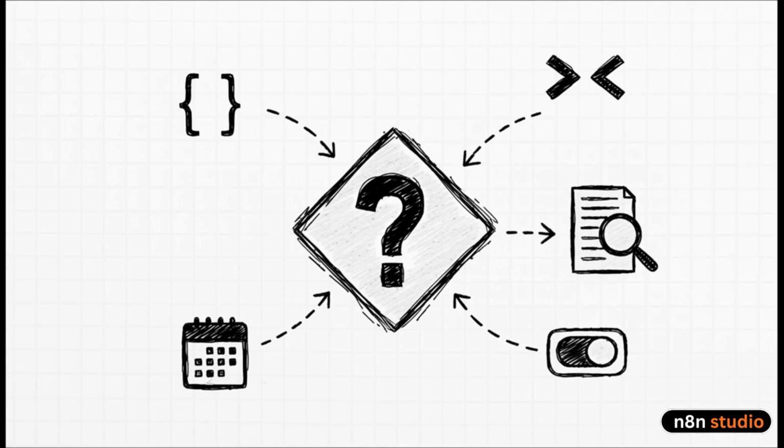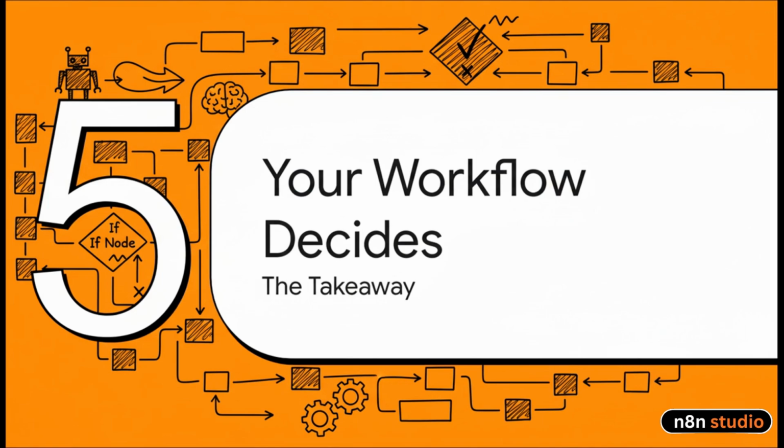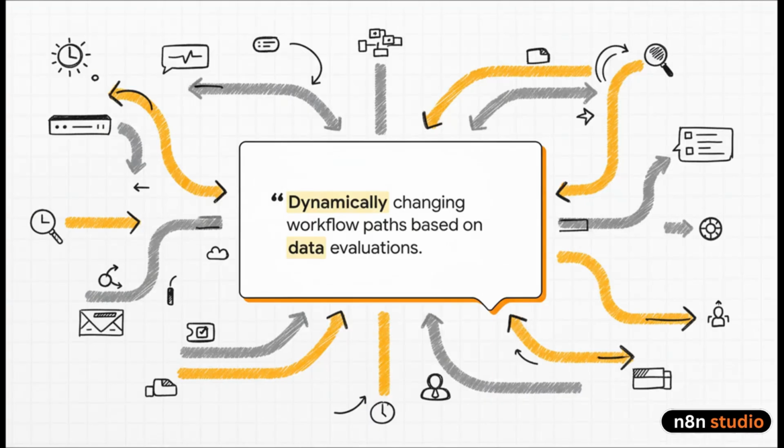So what we've seen here is that the if node is really what separates a simple robotic script from a truly smart, adaptive workflow. It's the one piece that lets your automation react dynamically to whatever data comes its way. This quote really just says it all perfectly: the if node enables smart automations by dynamically changing workflow paths based on data evaluations. Think about that. Instead of one single fixed road, you now have a whole map of possibilities, and your automations can navigate that map all by itself based on real-time information. That, right there, is the heart of what smart automation is all about.